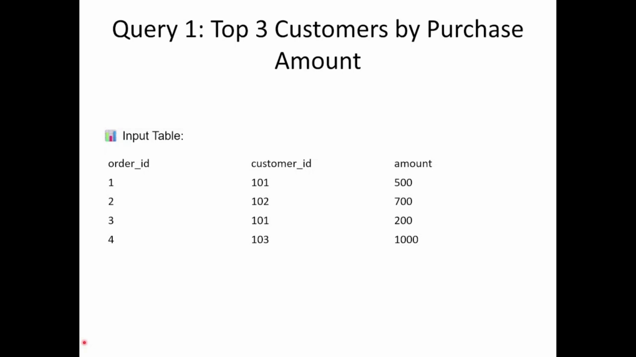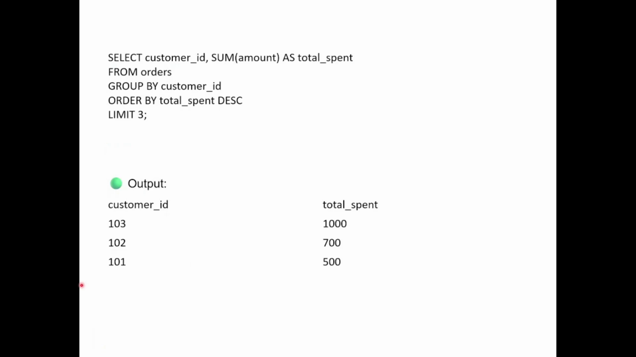So our problem statement here is we have an orders table with customer IDs and their purchase amounts. Our task is to find the top 3 customers who spend the most money overall. Take a moment and try to figure out how you will approach this query. So here is one way to approach this query.